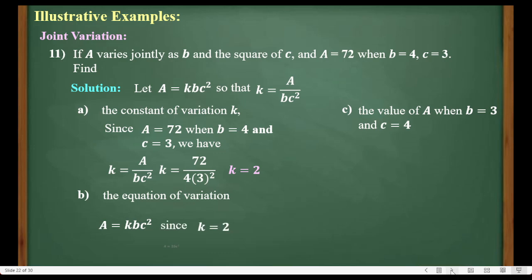Since K is 2, therefore the equation is A is equal to 2BC squared. Okay? And from this equation, we can answer letter C, computing for the final value of A, using these final values of B and C. Again, this equation taken from letter B, A is equal to what? 2 times 3, which is the value of B, and 4, which is the value of C, squared. A is equal to 96.